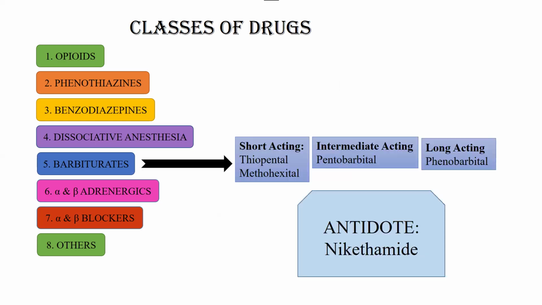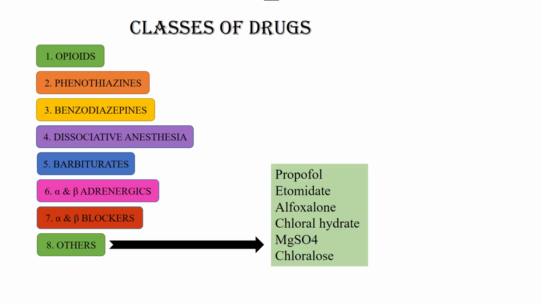Next we have our barbiturates. They are divided into 3 categories: short acting, intermediate acting, and long acting. In short acting, we have thiopental and methohexital. Then we have intermediate acting pentobarbital, and then long acting, that is phenobarbital. And you should remember their antidote is nicotinamide.